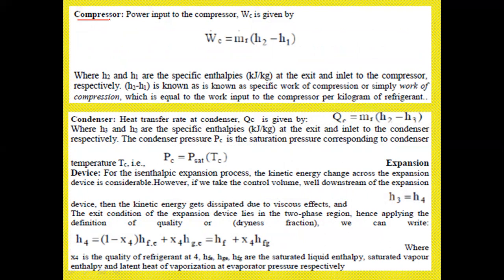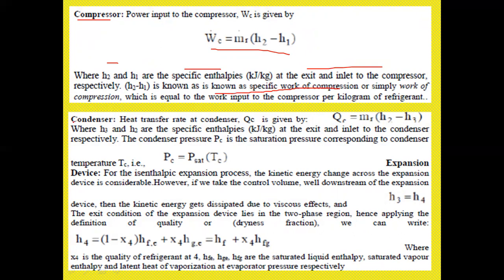right? WC is the work done by the compressor. WC is equal to MR, mass of refrigerant, times (H2 minus H1), where H2 and H1 are specific enthalpies at the exit and inlet of the compressor, known as the specific work of compression, right?